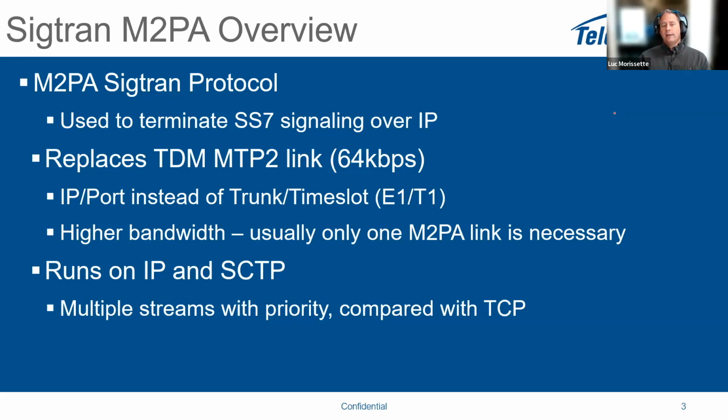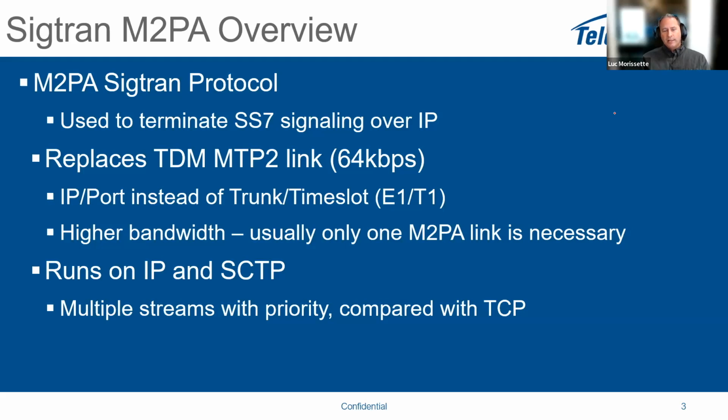When you use M2PA, you have higher bandwidth, right? Because it runs on Ethernet, IP, so you have plenty of bandwidth. When you use MTP2 links, you're limited to 64K per link. So you usually need more than one link to have more bandwidth. Okay? But on M2PA, one link normally is enough.